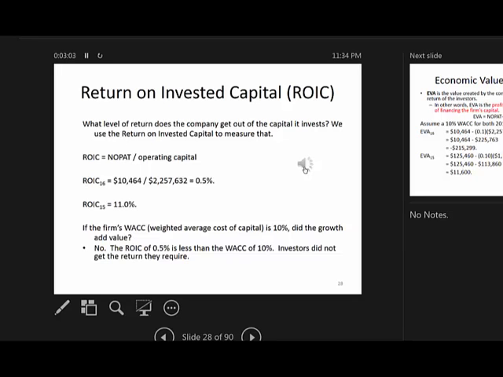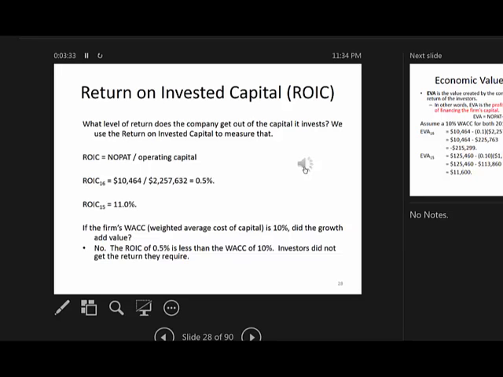So the return on invested capital simply is the NOPAT divided by operating capital. NOPAT, as we calculated, is around $10,000. Operating capital for 2016, we calculated to be about 2.2 million. So the ratio is about 0.5%. If we do the same thing for 2015, we get 11%.